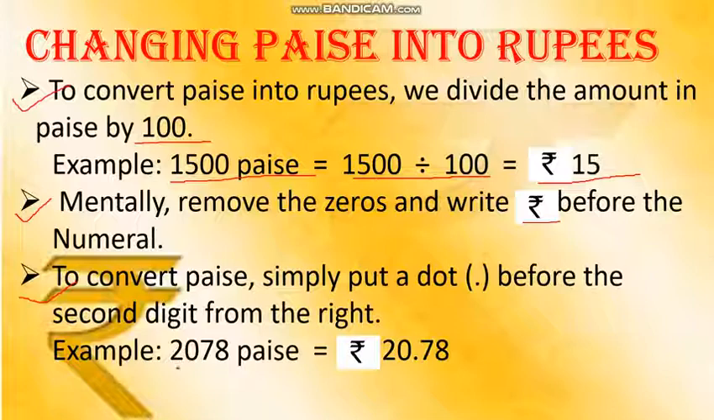For example, 2078 paise. How can we convert it into rupees? Simply, we put a dot before the second digit from the right. From the right, 8 is the first digit and 7 is the second digit. So, before the second digit, we put a dot. See here. And then give the symbol of rupee. This way, we can convert paise into rupees and paise.